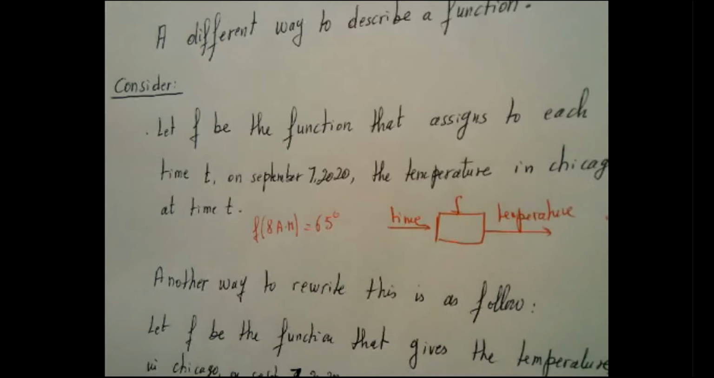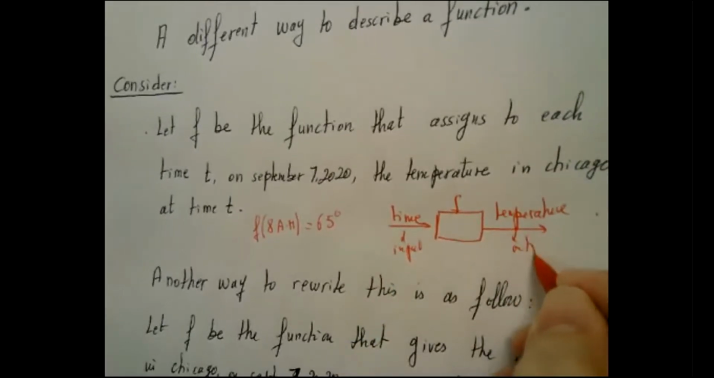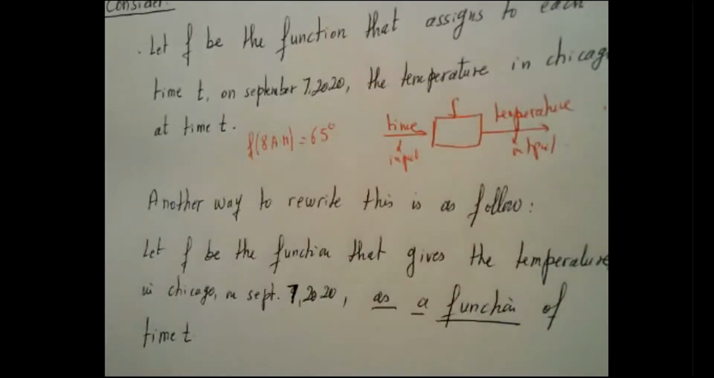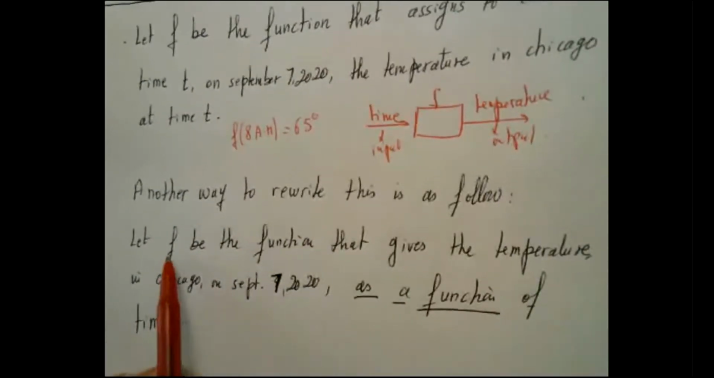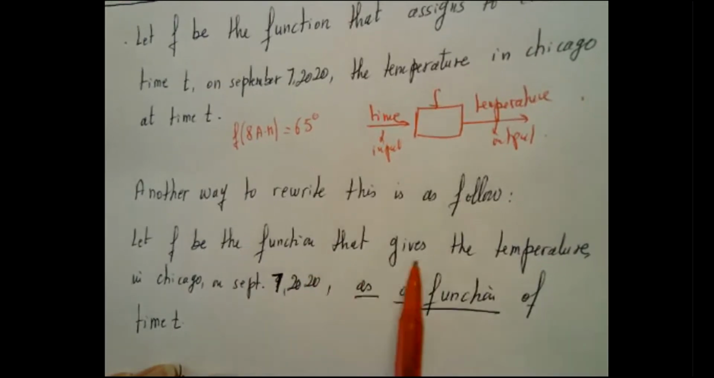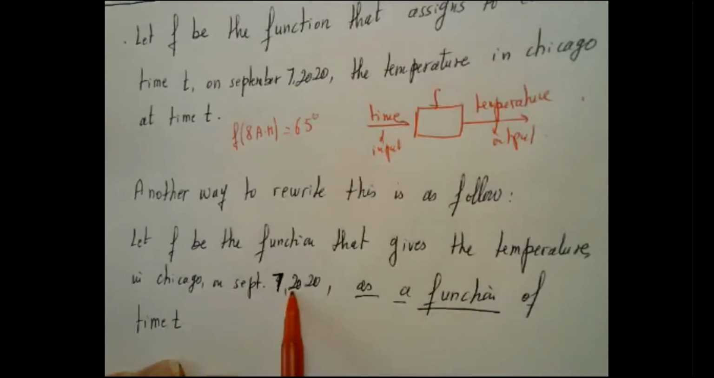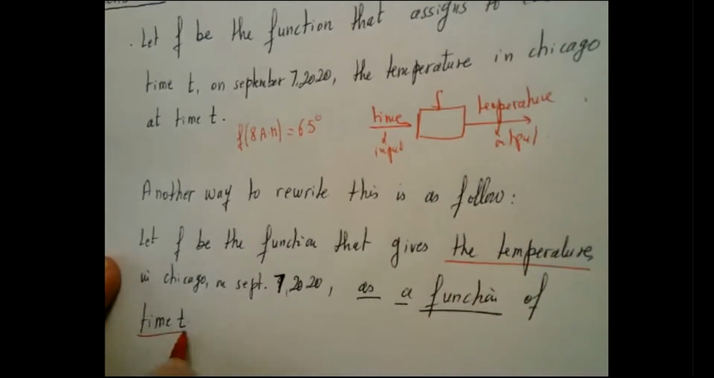Okay, so that's really the rule. All right. So that's the input here, and that's my output. Now, sometimes the same function, we describe it in another way. So another way to rewrite this is as follows. We say, let f be the function that gives the temperature in Chicago on September 7th as a function of time. So what does it mean? The temperature as a function of time.